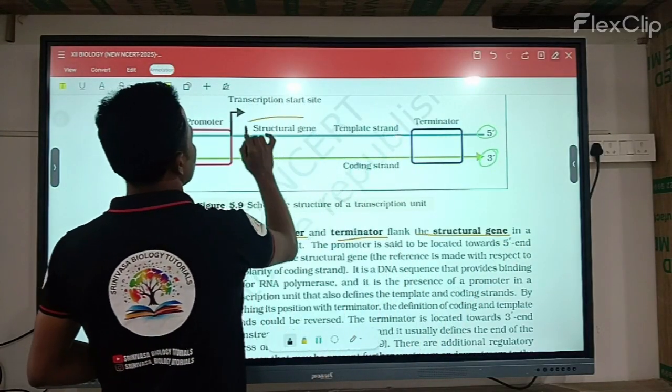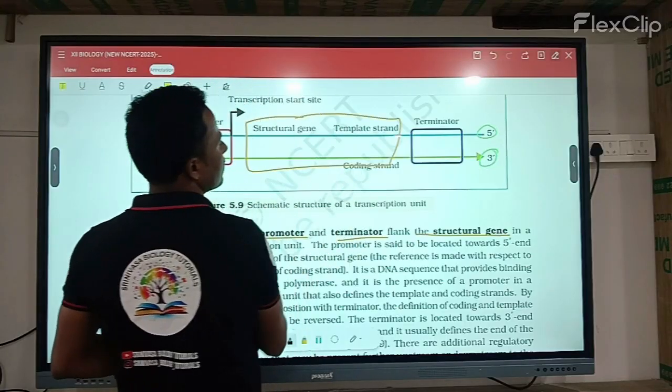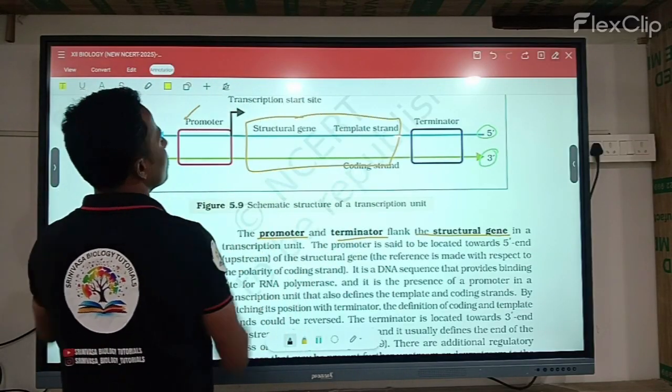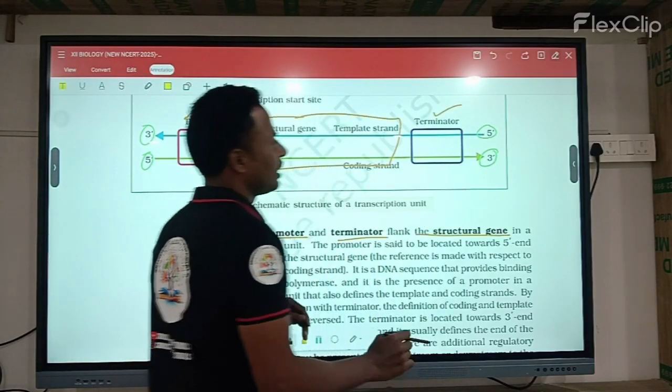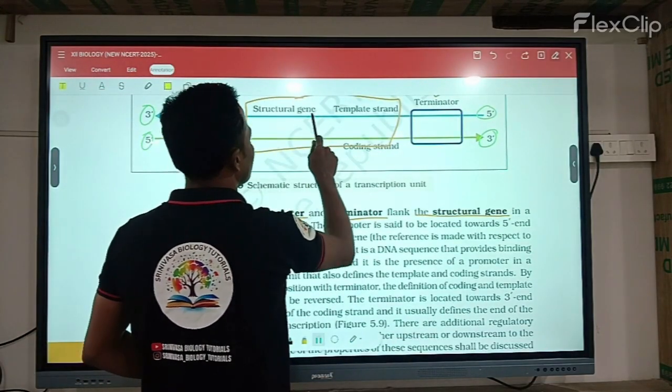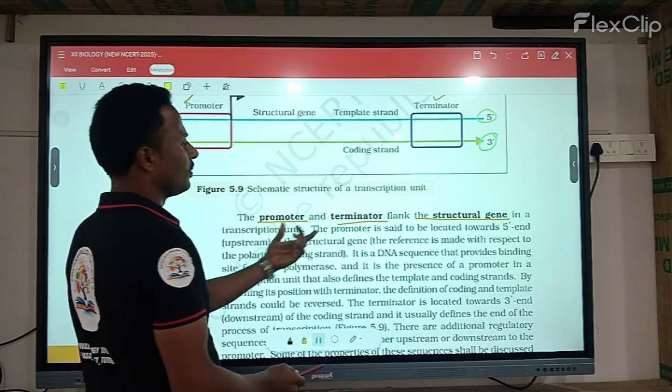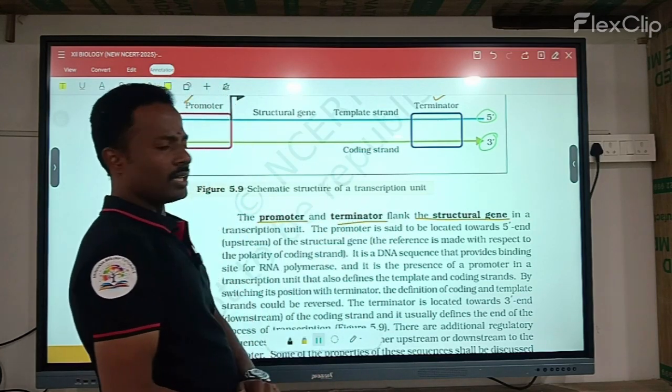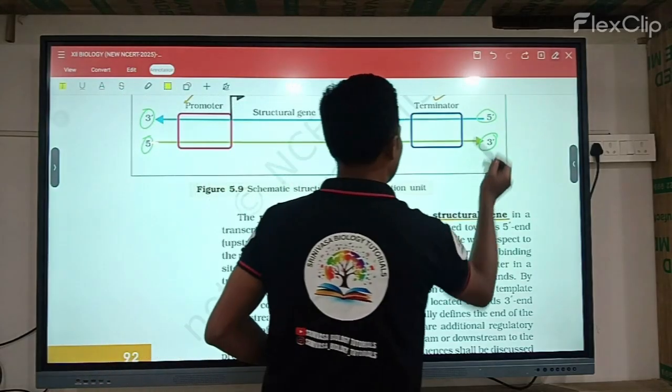Am I right? See, this part is called what? It is in a structural gene, and in this region a promoter is present. In this region, the terminator region is present. On this flank, the structural gene is present.